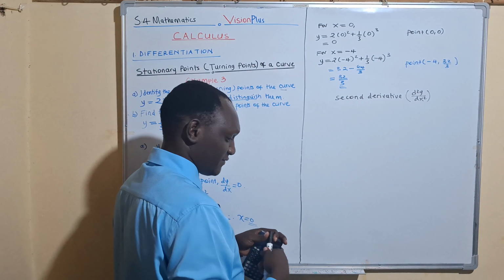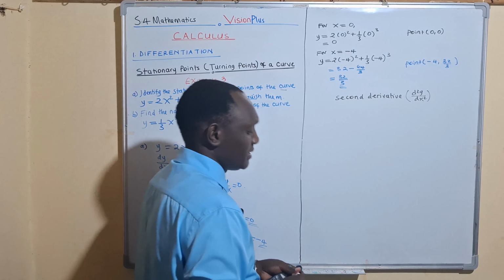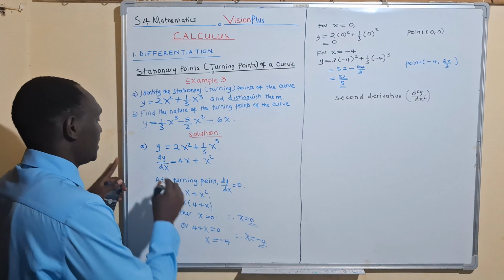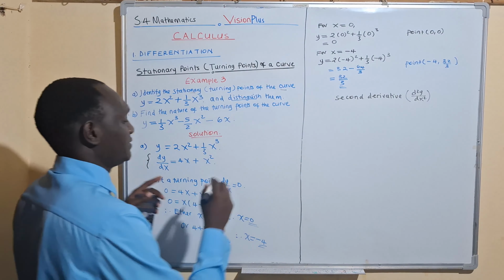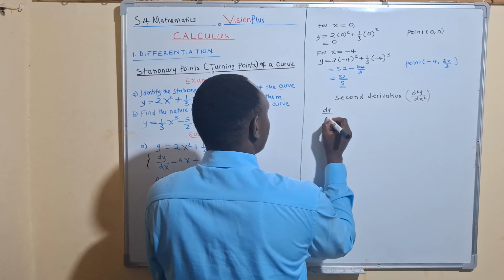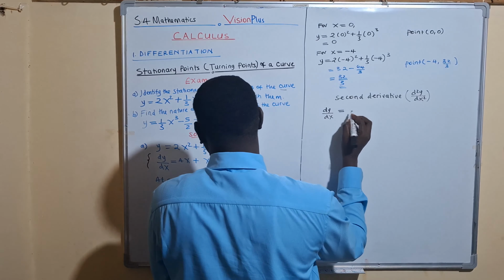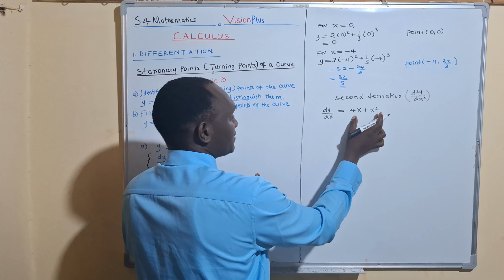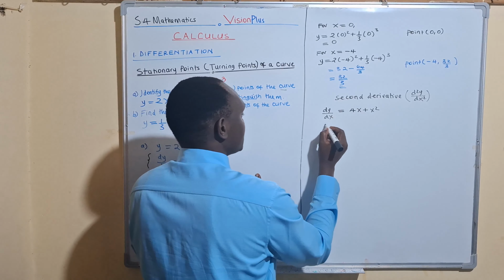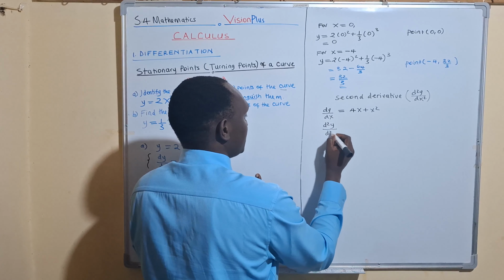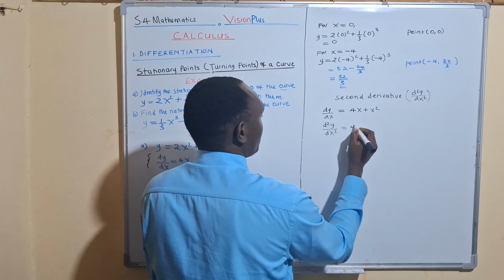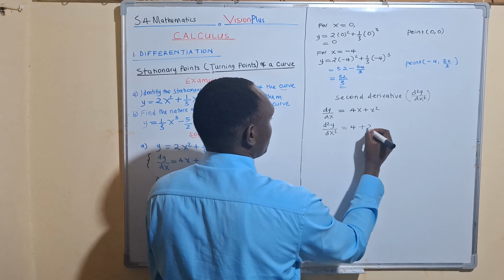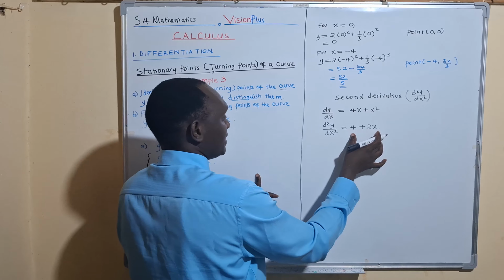So in the second derivative method, we simply find the second derivative of the function. This is the first derivative: dy/dx equals 4x plus x squared. Now we need to differentiate this function for the second time to give us the second derivative. d squared y over dx squared equals 4 plus 2x. This is now the second derivative.